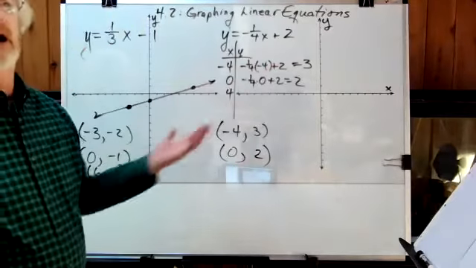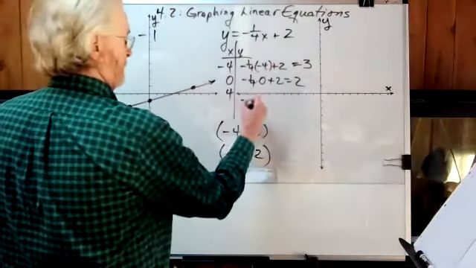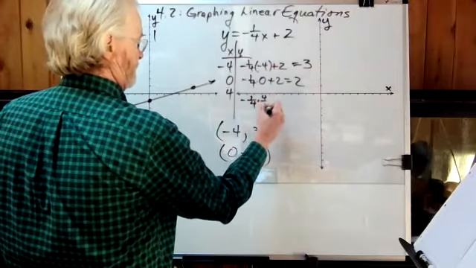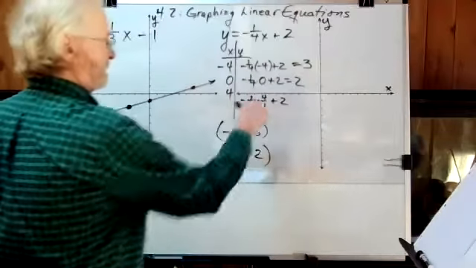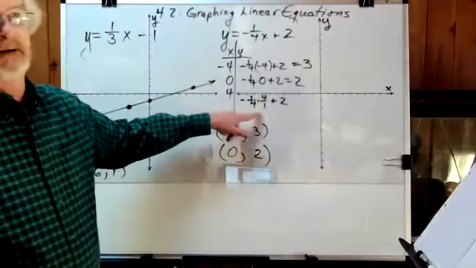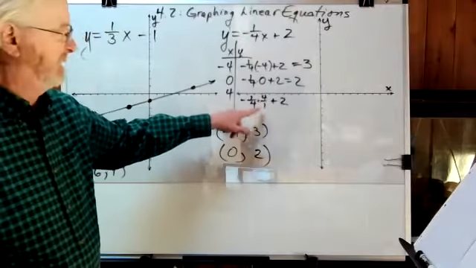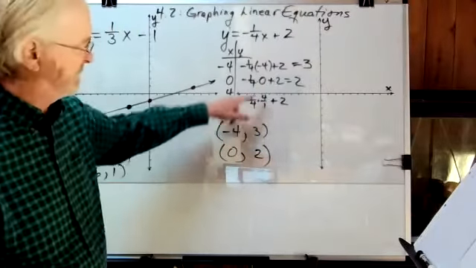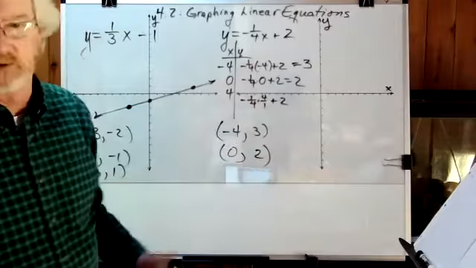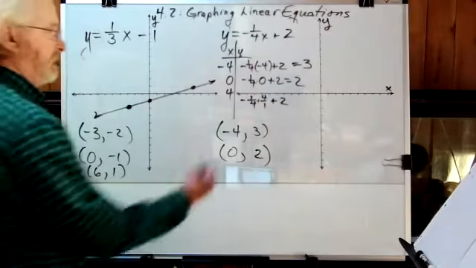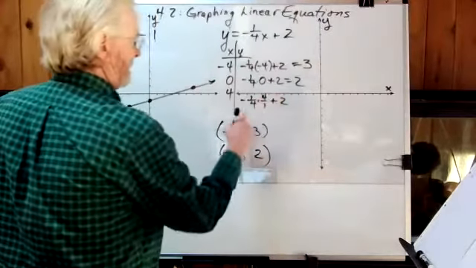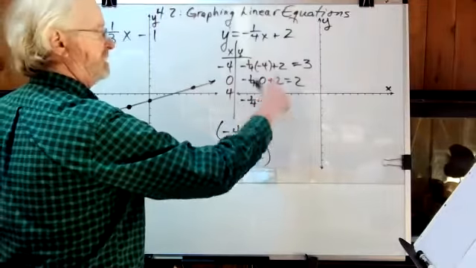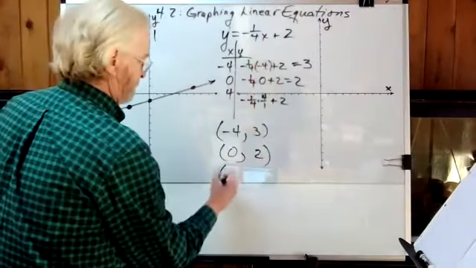Finally, if I put in a positive 4, -1/4 times 4 plus 2. If you like multiplying this fraction by something that looks like a fraction, make your 4 look like a fraction. I wrote it as 4/1. You don't have to. But now negative times positive is -1, plus 2 is a 1.